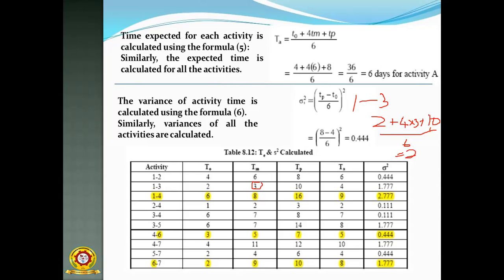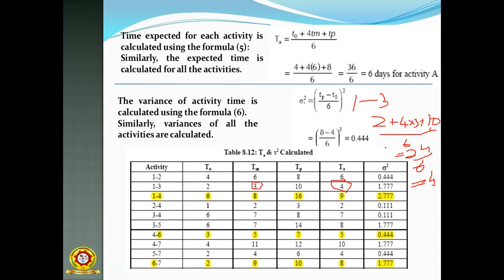So what is the value? 2 plus 12 plus 10. 2 plus 12 is 14, plus 10 is 24, divided by 6. So 4. The value is 4. Okay. So this is the value 4.